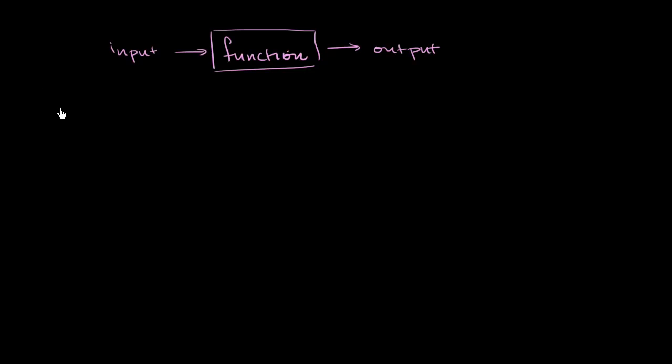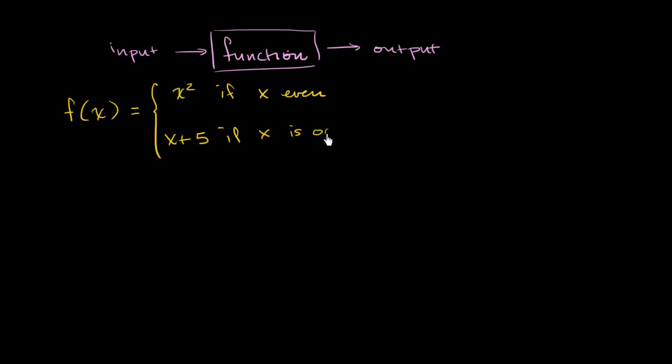So what is an example of a function? So I could have something like f of x, and x tends to be the variable most used for an input into the function, and f tends to be the most used name of a function, but we'll see that you can use others. But we could have f of x is equal to, let's say, x squared if x is even, and let's say it is equal to x plus 5 if x is odd.